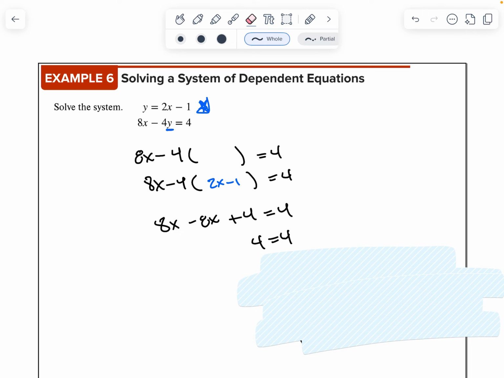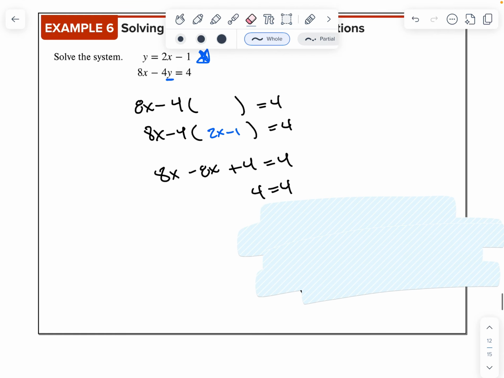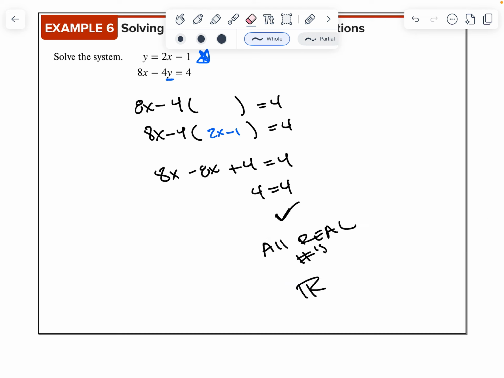In the last one, we got 0 equals -6. That is not true. This is a true statement, though. And so what that means is no matter what I sub in for x, I'm going to have a correct answer. So all real numbers are my solution. Any number for x and any number for y. Any number for, well, I shouldn't say all real numbers. That's a bad way to say this. I should say that there are infinite solutions, right?